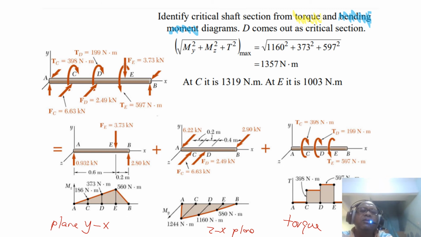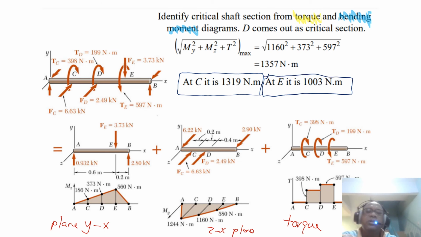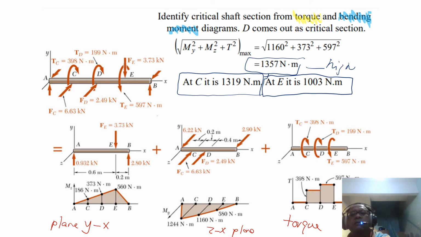So the summation of My squared plus Mz squared plus T squared is 1160 squared plus 373 squared. So it gives you the maximum 1357. So at C it is 1319. At E is 1003. So they have done the calculation for us, luckily. So you can check your calculation at C is 1319, and at E is 1003. So from there, you identify point D to be the critical cross section because it has the highest number, 1357. Highest. Oh my God, it should be max, yeah.